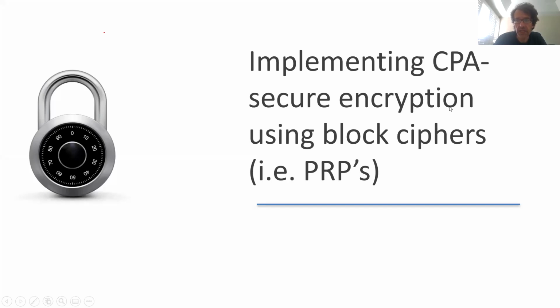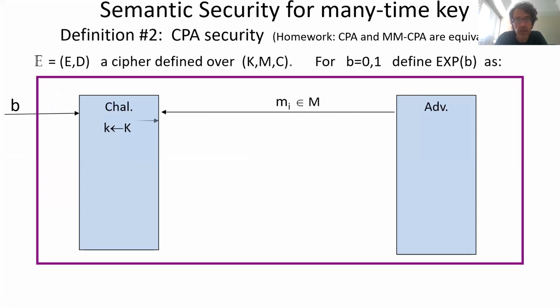Welcome again. Today we'll talk about implementing CPA-secure, so chosen plaintext attack secure, encryption using block ciphers modeled as pseudorandom permutations. We introduced these concepts last time, but let's start by reviewing them quickly.